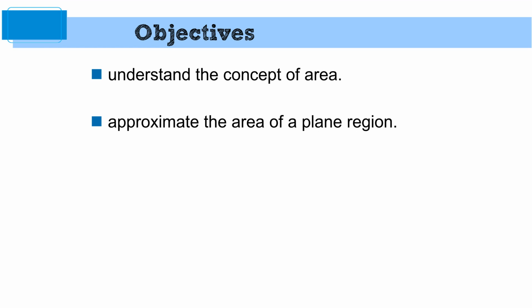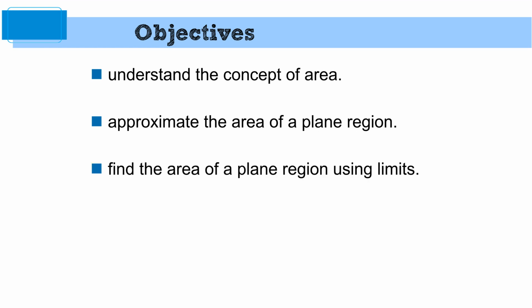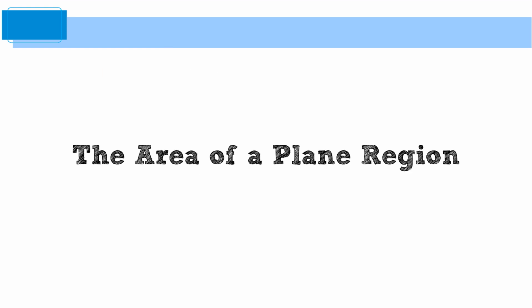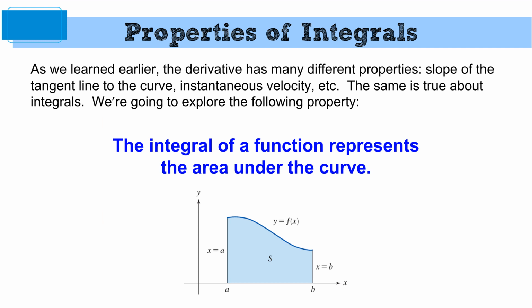So we're going to talk about area. We're going to talk about approximating the area, and we're going to talk about how the area relates to limits. And then by now you should be able to draw that squiggly symbol. Before we do that, the first property of an integral that we're going to make full use of is that the integral represents the area under a curve. In other words, it's the area from the graph down to the x-axis.